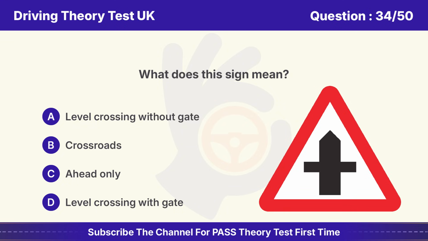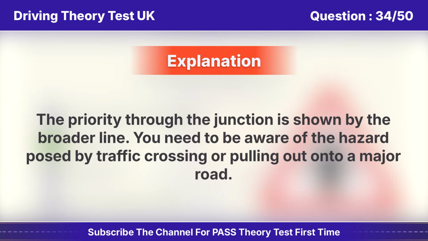Question 34. What does this sign mean? Answer is B. Crossroads. The priority through the junction is shown by the broader line. You need to be aware of the hazard posed by traffic crossing or pulling out onto a major road.